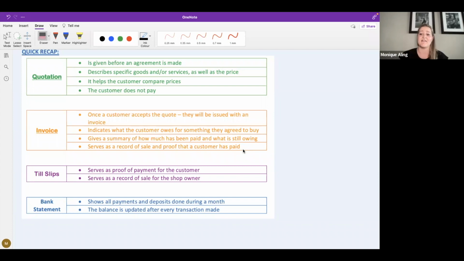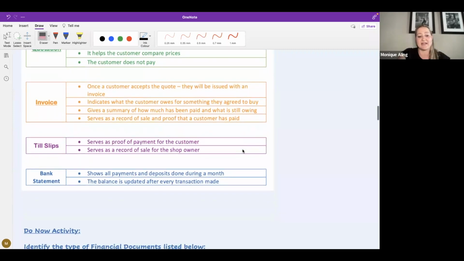Then till slips is our next one. It serves as proof of payment for the customer and a record of sale for the shop owner. We see that all the time. Whichever shop we go to tells us exactly what we bought. It's proof that we bought those things as well as that the shop has sold those things.